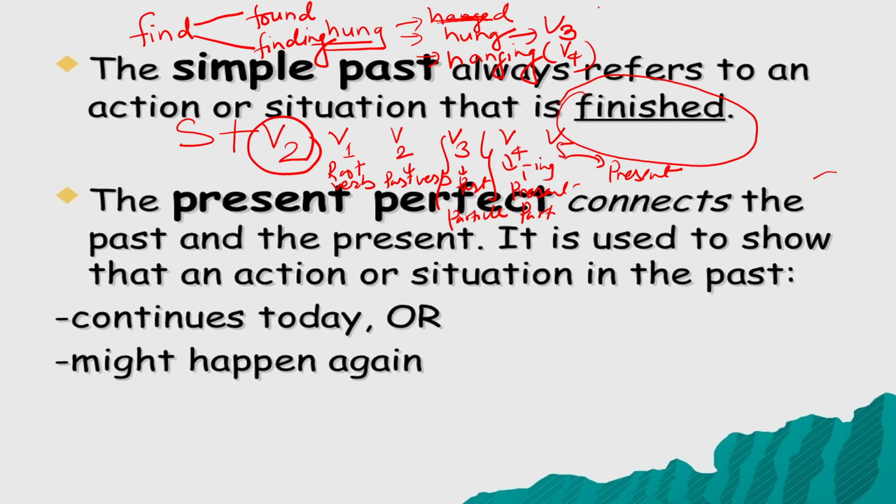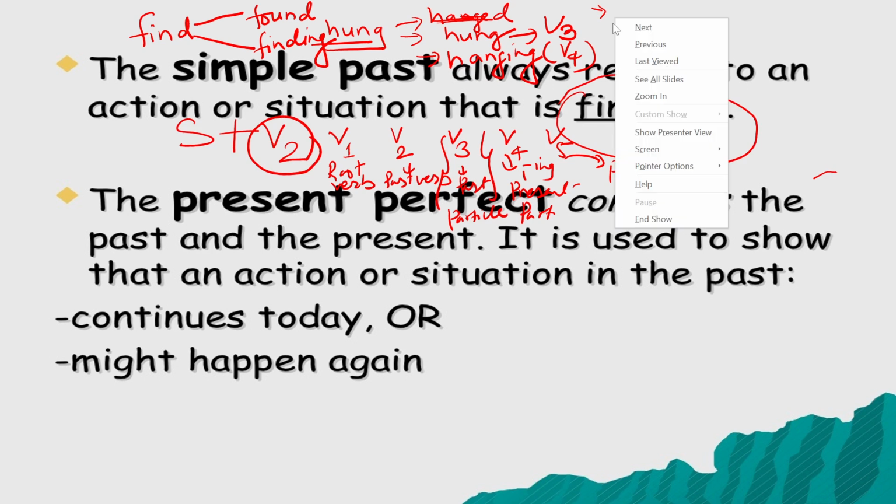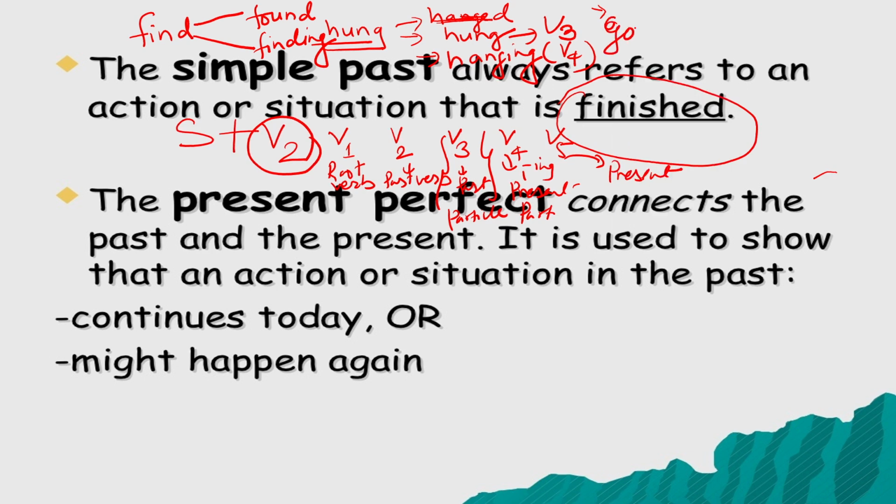Okay. So similarly, let's take another example, like go. What will be its past participle, verb 3 form? Gone. And what will be its present participle form? The ing form, going. Okay. So now these are the examples.